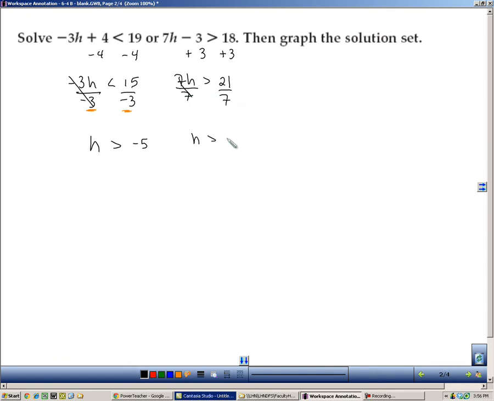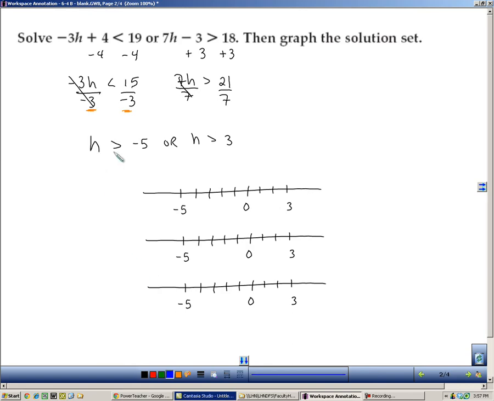So h is greater than 3, and this is an or. So we're looking for the values that are greater than negative 5 or greater than 3. So we're going to create 3 graphs, just like we did with the ands. So now we're going to graph h is greater than negative 5, open circle on negative 5 because it's just greater than, and we go to the right because that's where the numbers get bigger. H is greater than 3, another open circle on 3, and we go to the right.